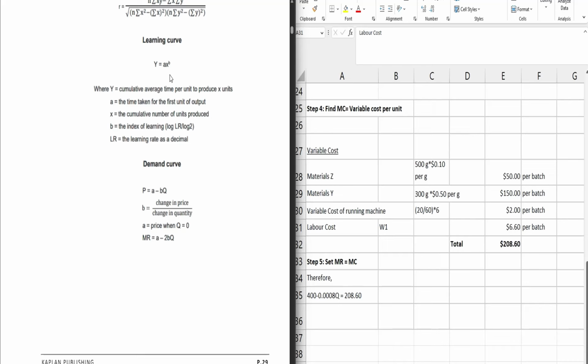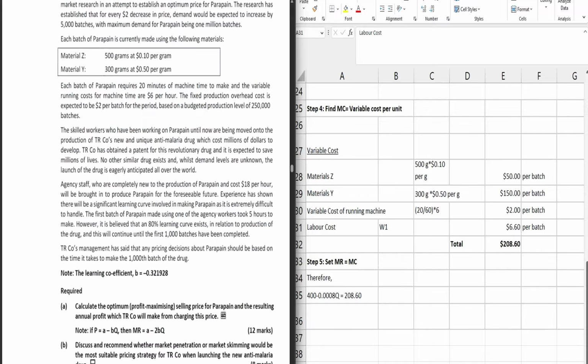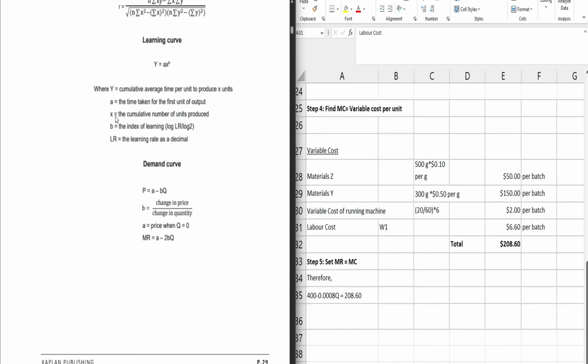And a is the time taken for the first unit of output, which is already given in the question, that is 5 hours. The first batch of paraffin made by one of the agency workers took 5 hours to make. So a is already given. Now x is the cumulative number of units produced. So if we are calculating the value for 1,000, x will be 1,000. And b is the index of learning, that is log r divided by log 2, and r is your learning percentage, which is already given in the question.